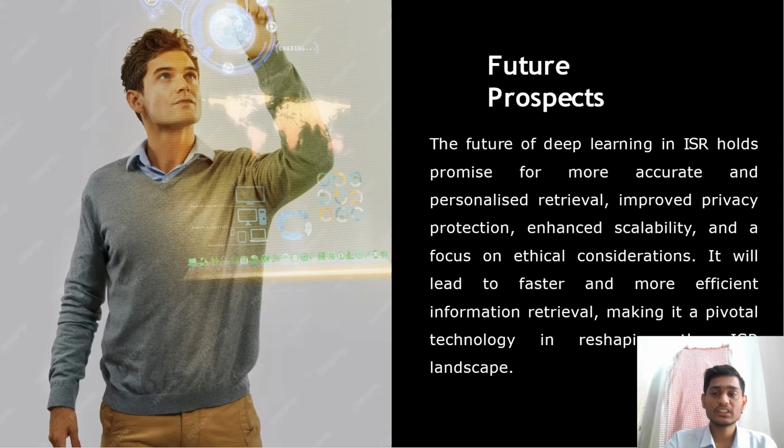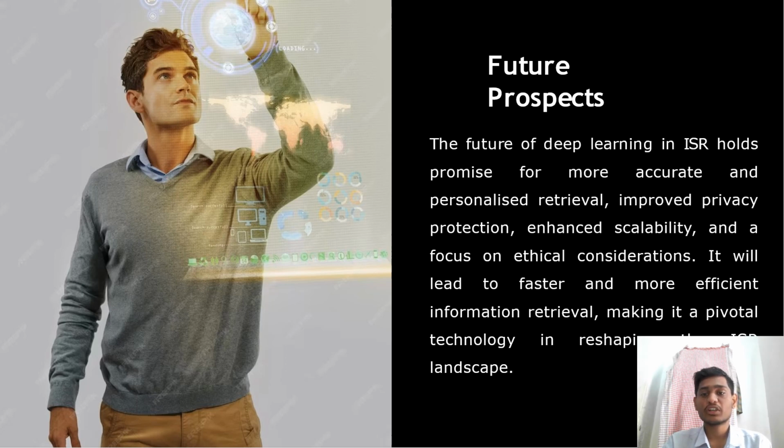So, moving towards the future scope of deep learning in ISR. The future scope of deep learning in ISR is incredibly promising, with several exciting developments anticipated. Deep learning models are expected to evolve in a way that enables more adequate semantic understanding of various data types, including text, images and audio. This will lead to significantly improved accuracy in information retrieval as these models become more adept at grasping the context and meaning of content.